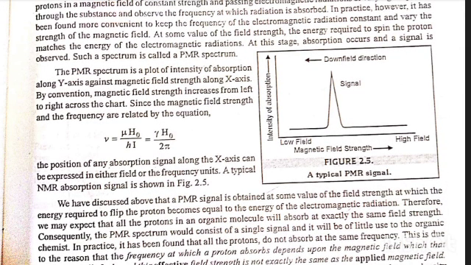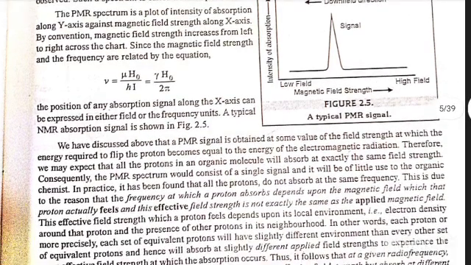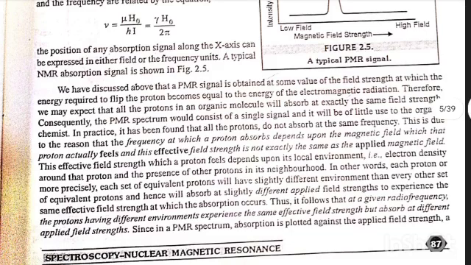The PMR spectrum is a plot of intensity of absorption along the y-axis against magnetic field strength along the x-axis. By convention, magnetic field strength increases from left to right across the chart. Since the magnetic field strength and the frequency are related by the equation ν is equal to γH₀ upon 2π, the position of any absorption signal along the x-axis can be expressed in either field or frequency units. A typical NMR absorption is shown.